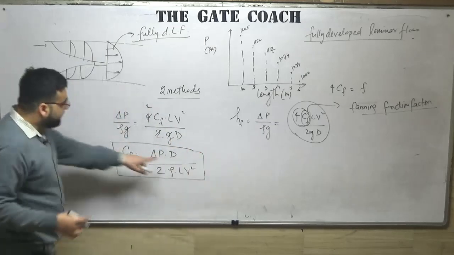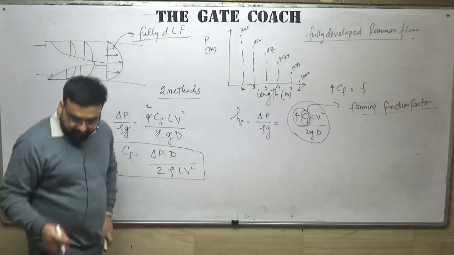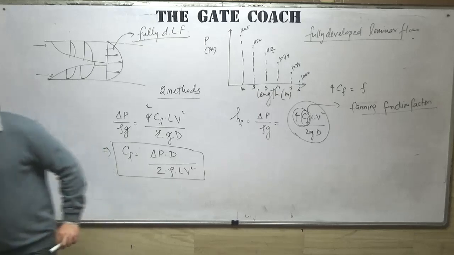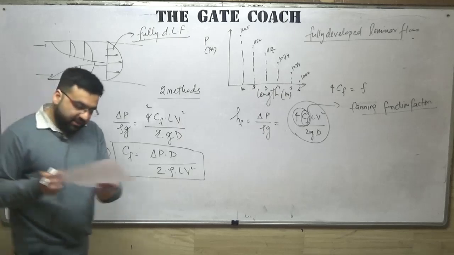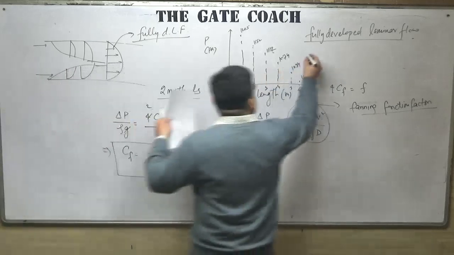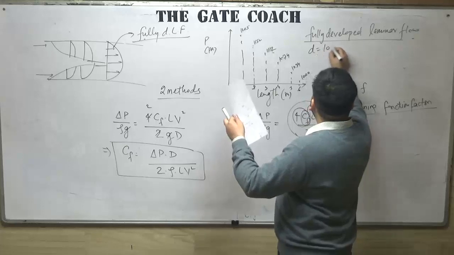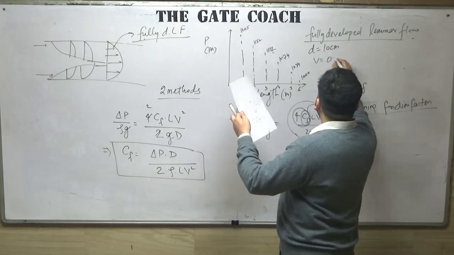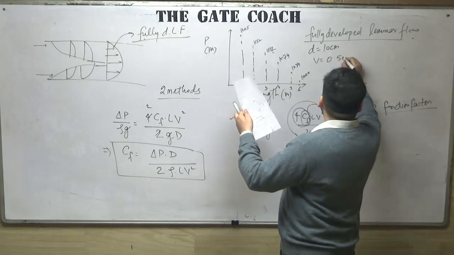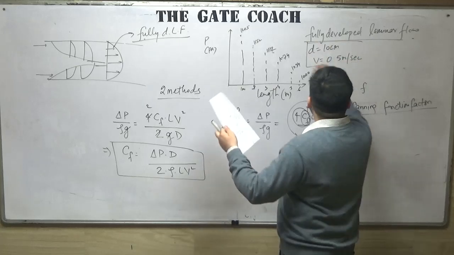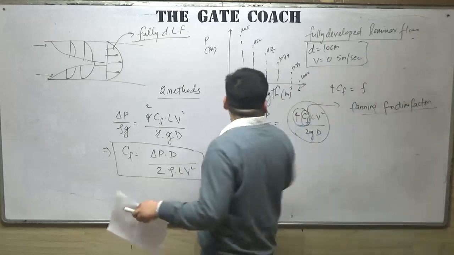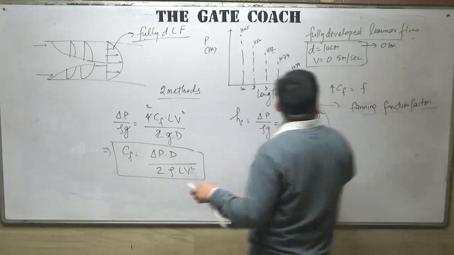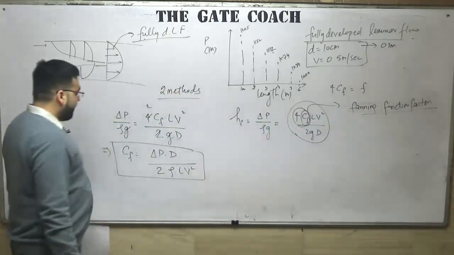And in the question, the diameter and the velocity were also given to you. Let me further check the question. Yeah, the diameter of the pipe was given as 10 centimeter, and the velocity was 0.5 meter per second. So these were the two things given in the question. The diameter can be written as 0.1 meter, because everything is in SI units.